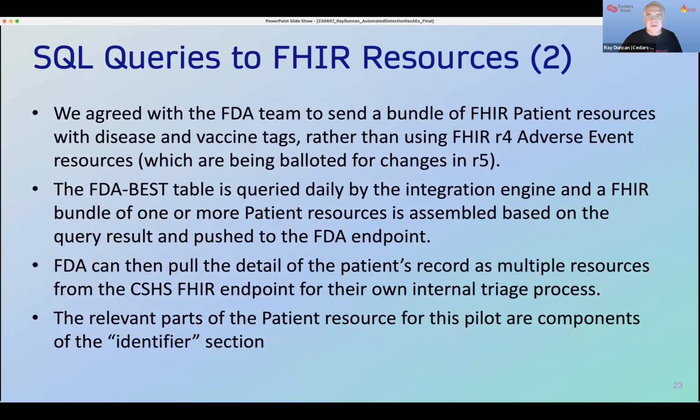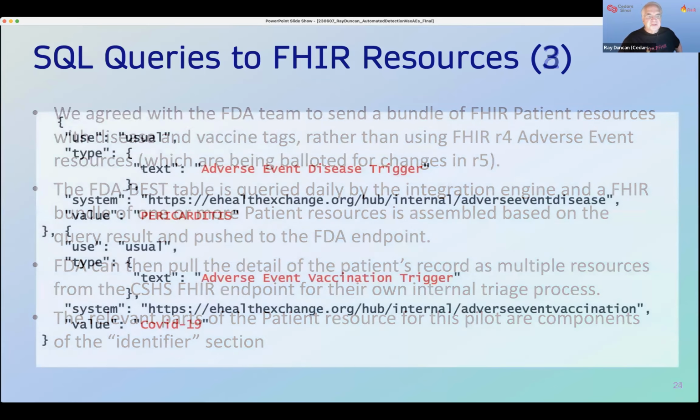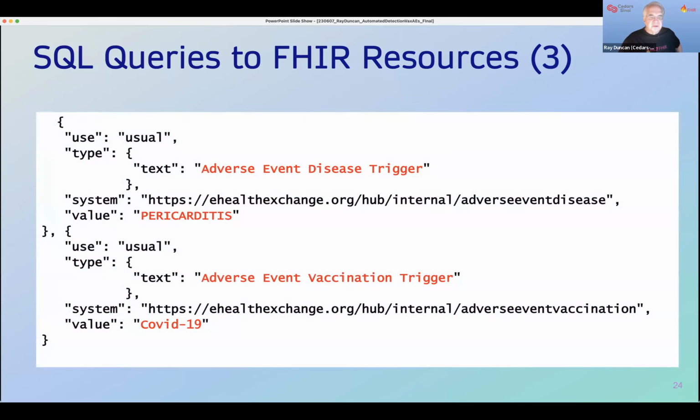So originally we thought about using the FHIR R4 adverse event resources, but after joining the Vulkan project and learning more about that, we decided to simply send them a bundle of patient resources with some special tags. And then they could use those patient identifiers to query our public FHIR endpoint. And I'm just going to show you the tags that we added in the patient resource to identify both the vaccination type and the adverse event type.